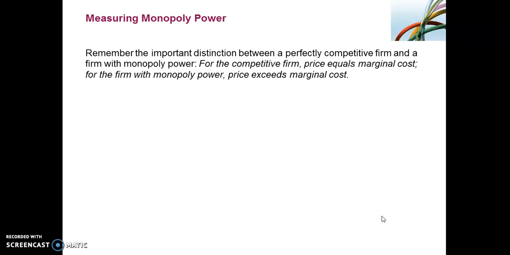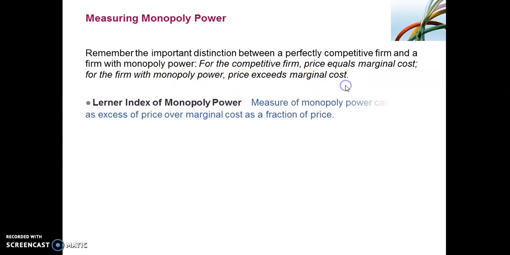So just in terms of measuring monopoly power, you are not going to be required to measure it. Just understand it in a qualitative sense. So remember, there is an important distinction between a perfectly competitive firm and a firm with monopoly power. For your competitive firm, you know that price equals marginal cost. However, for your firm with monopoly power, the price can exceed marginal cost.